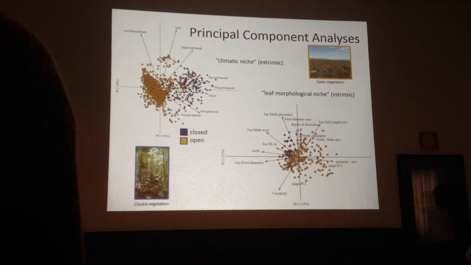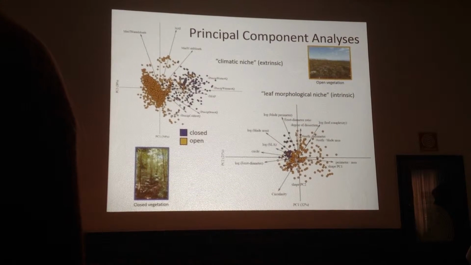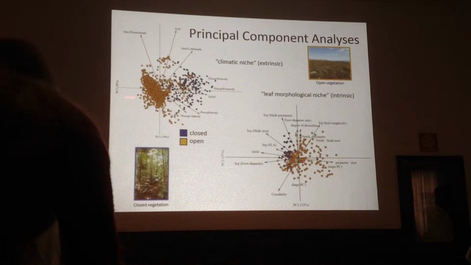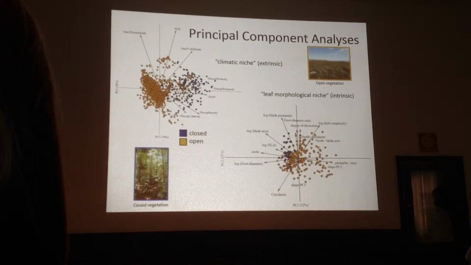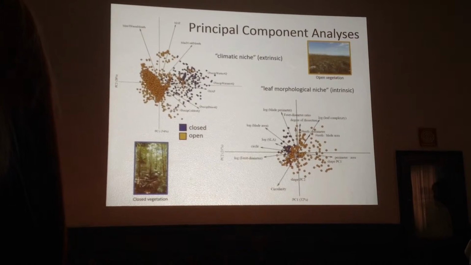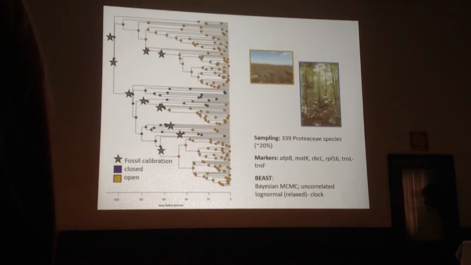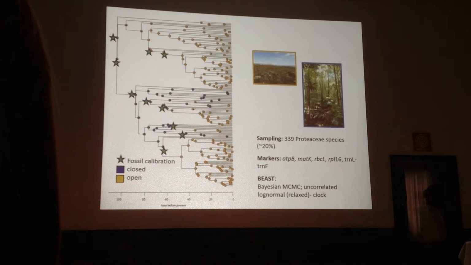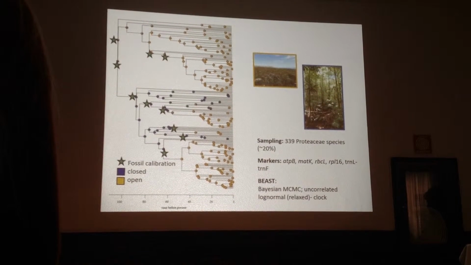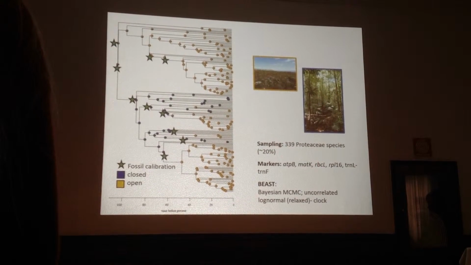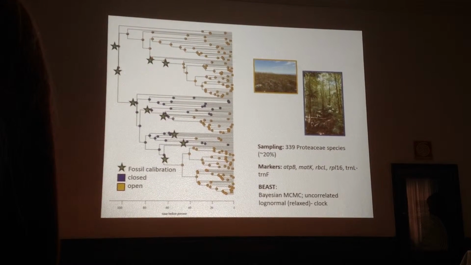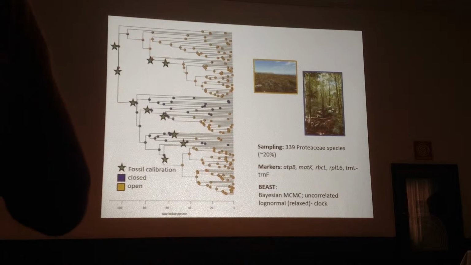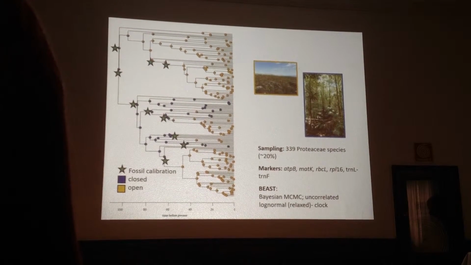To have a measure of these niches, I used the species scores on the first and the second principal components, which explain the largest part of the variation in the data sets. We built a phylogenetic tree for the Proteaceae based on 339 species, using 5 chloroplast markers, and we estimated divergence times in BEAST using the fossil calibrations indicated with the green stars.